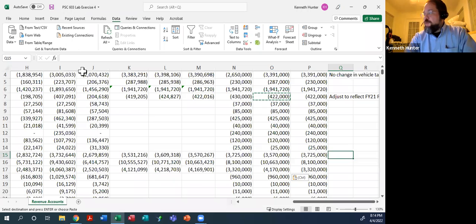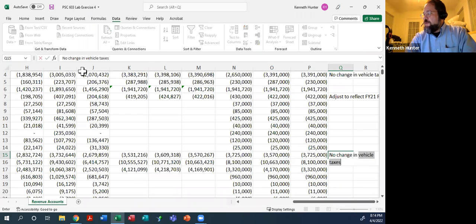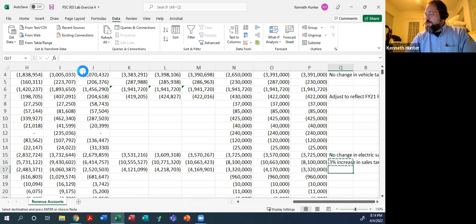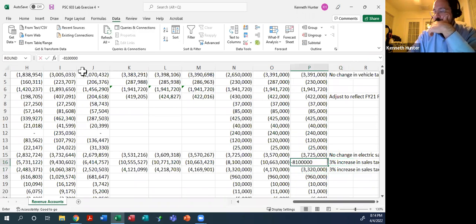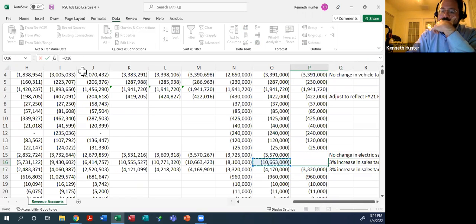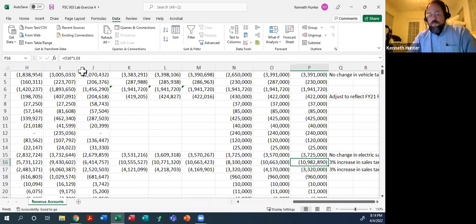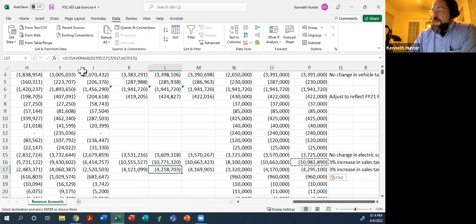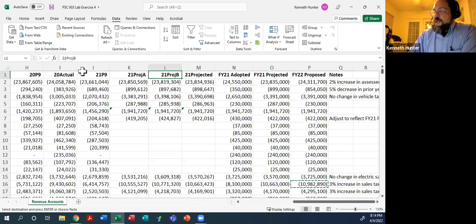So electric sales tax is no change. And let me say I'm going to do a 3% increase. Both of them are going to increase by 3%. So these equations in K, L, and M, which I will share with you, are the key to really doing the forecasting.